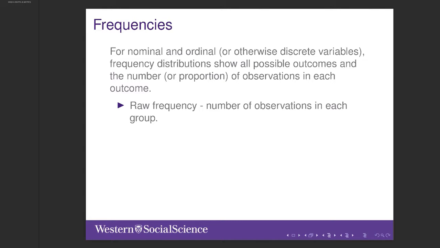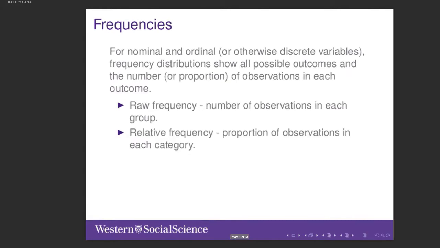A frequency distribution shows all of the possible values of the variable and the number of observations that have each value. Usually, the frequency distribution has a few different components. The first is the raw frequency. This is the total number of observations in each of the variable's categories. The relative frequency gives the proportion of observations in each category. This is the total number in each category divided by the total number across all categories.